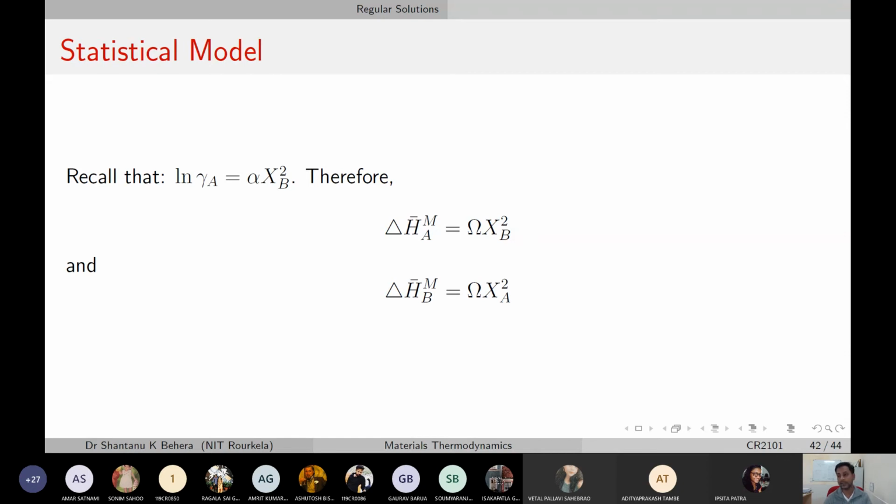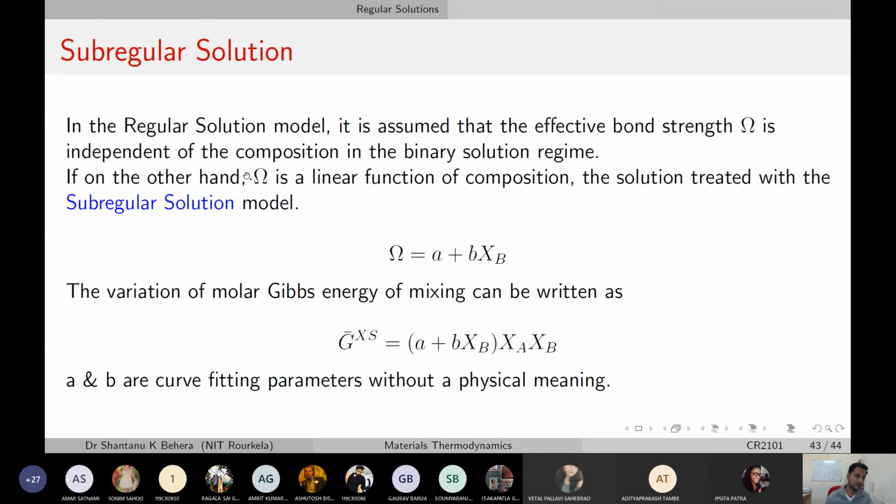We'll solve a couple of examples of these real solutions or regular solutions, right? Likewise, I just want to introduce one small term, which is called a sub-regular solution, which is again a further correction of what we have come to know as a regular solution.